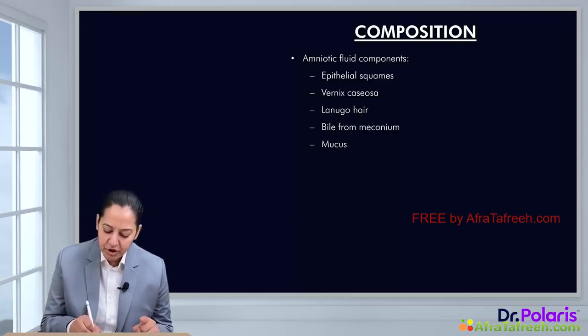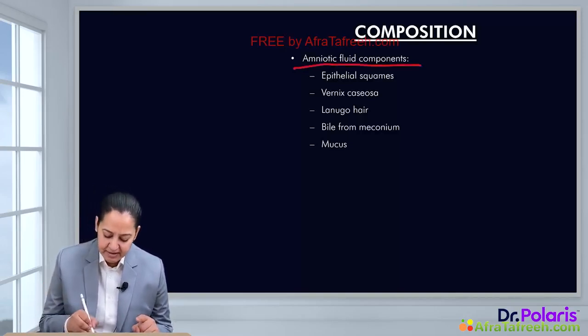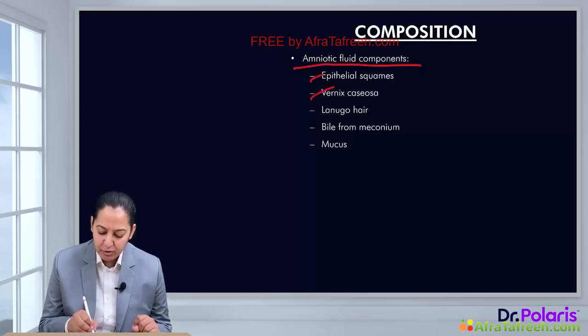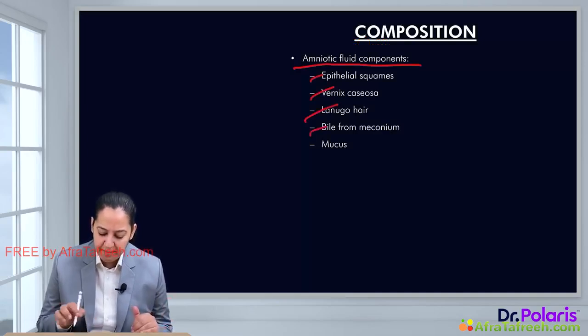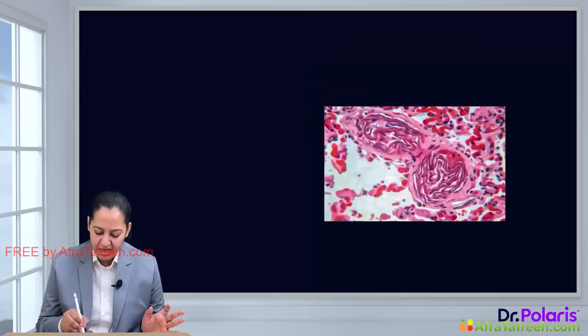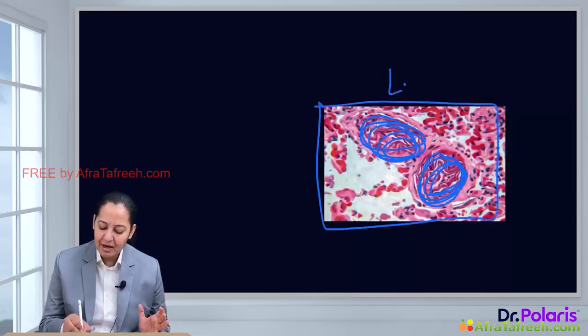So what is the composition of the amniotic fluid components? Amniotic fluid embolism can contain epithelial squames, it can contain vernix caseosa, it can contain lanugo hairs of the fetus, bile from the meconium, and mucus. So you can appreciate the composition, you can appreciate the squames, you can appreciate the hairs and squames present in the lung of the mother. All this is present in the lung of the mother.